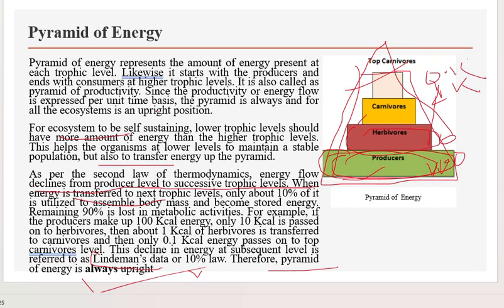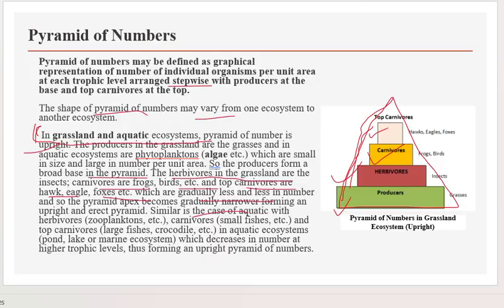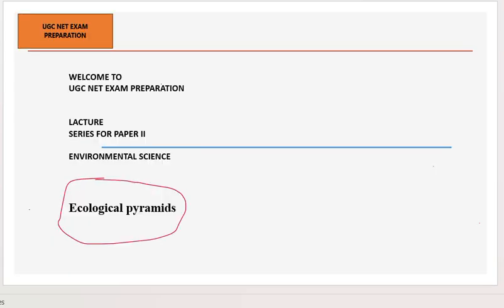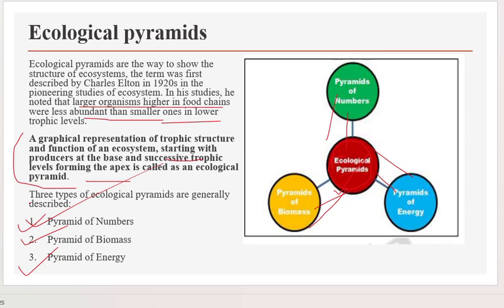So this is about ecological pyramids. There are three types, that is pyramid of numbers, pyramid of biomass, pyramid of energy. Please revise this topic. This is very important. Multiple questions were asked in your previous year examinations, so directly or indirectly a question might be asked in your upcoming exam.